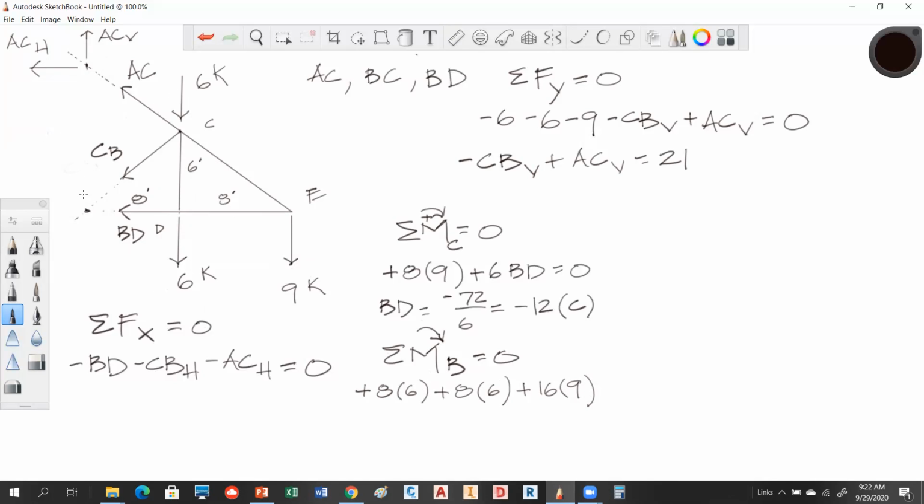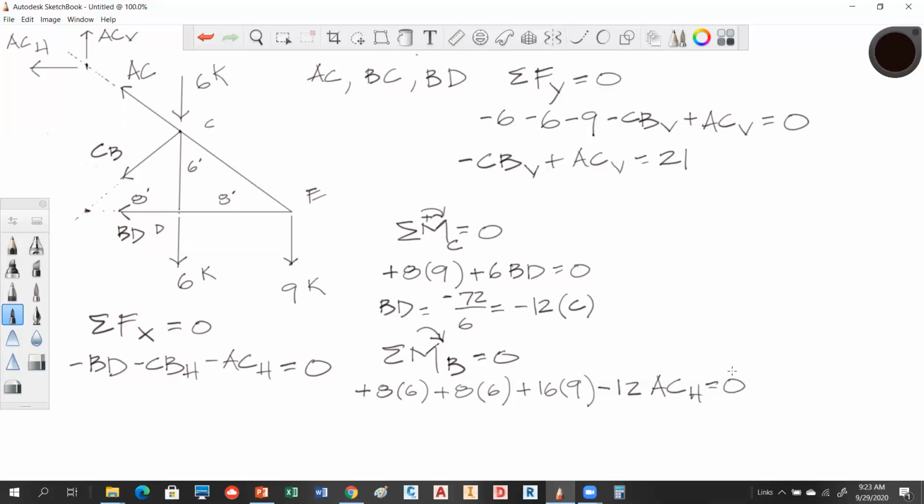Now this force, remember, its line of action is coming through my moment point, because I've used transmissibility to do that, so it's gone. The only thing happening here is ACH, and this distance is 12, because it's 6 here and it's symmetric. So this will be minus 12 ACH equal to 0. This will solve now.